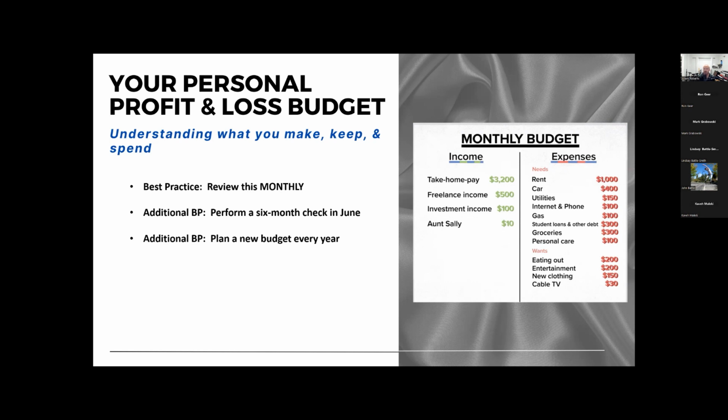And then finally, we want to plan out the next year every year. Say, okay, well, here's how it looks. I got a new real estate investment this year. I'm going to make an extra, whatever, $6,000 next year in that real estate investment. So let's plan that out.